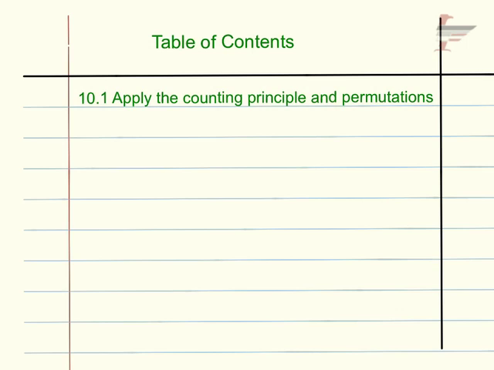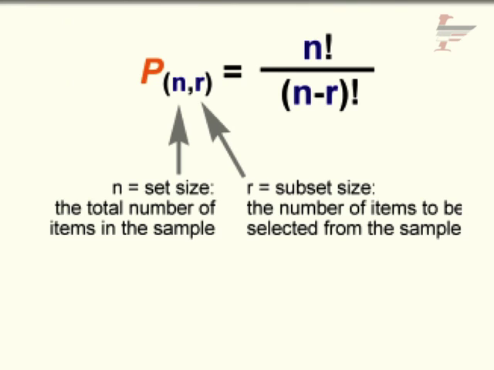Alright, this is the second video from section 10.1. The first video talked about applying the counting principle. This video is going to focus on permutations, which we'll talk about what that is. I actually defined it in the first video: it's an ordering of n objects. This notation and this formula right here is how you calculate a permutation, and I'm going to give you an example.